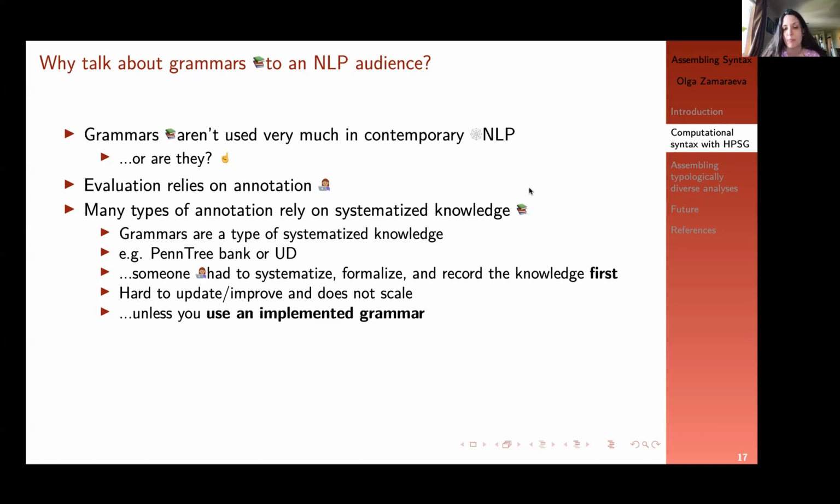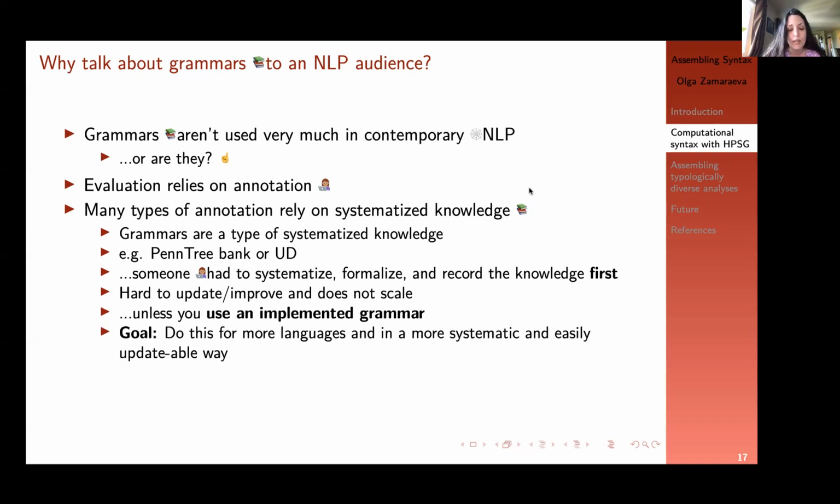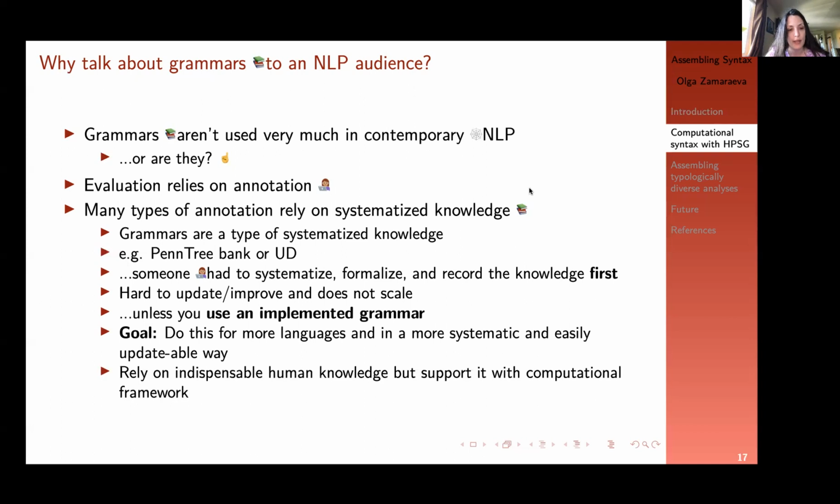So an implemented grammar, which is rooted in linguistic knowledge, which you can deploy on data to produce annotations of this sort, for example. So my goal is to be able to do that for more languages, for more typologically diverse languages in a systematic and easily updatable way, which is to say in an automatic way. And in this way, my goal is to rely on indispensable human knowledge and preserve it, but support it with computational means.